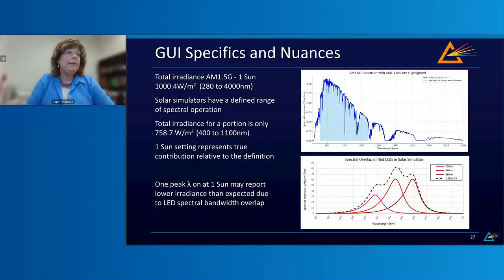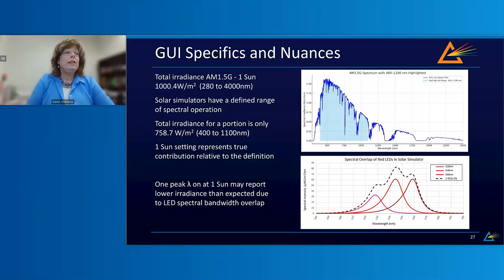Thus, 1 sun setting at 100% with all LED die on will only report the total irradiance over that restricted range. So even though one sun is defined as 1000.4 watts per meter squared, the solar simulator will show a portion of that, about 759 watts per meter squared, for a smaller wavelength region. The irradiance displayed is consistent with the definition, but necessarily and properly lower than one sun.